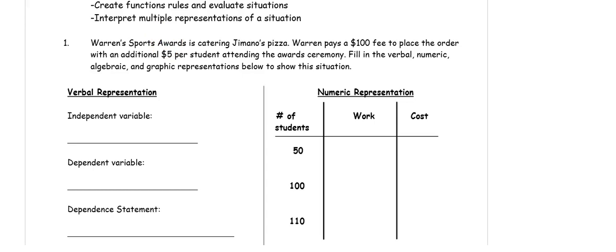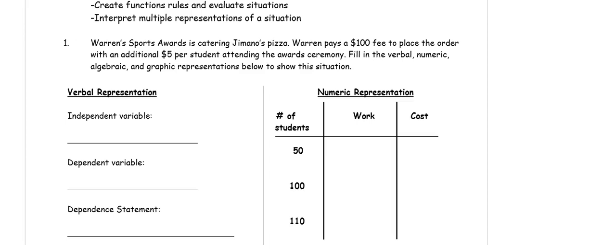This video is about creating function rules and evaluating situations and interpreting multiple representations of a situation. So today we're going to look at a situation given to us and create a multiple representation diagram. So in number 1, Warren Sports Awards is catering Germano's Pizza. Warren pays a $100 fee to place the order with an additional $5 per student attending the award ceremony. Fill in the verbal, numeric, algebraic, and graphic representation below to show the situation.